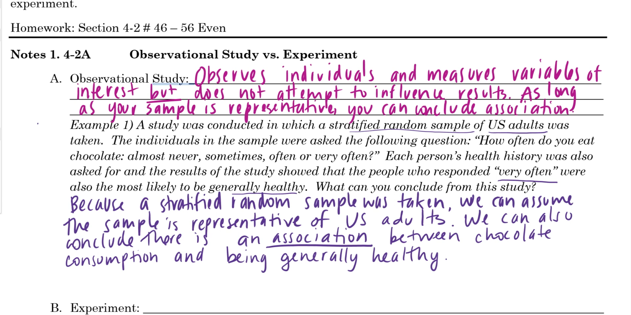Like I said, the temptation is to assume that chocolate causes someone to be healthy, but we don't know that. Because this was an observational study, we didn't know what else went into this. You know, maybe the generally healthy people are generally healthy because they exercise, and maybe because they exercise, they eat more, and so they're more likely to consume chocolate than the average person. We don't know. And because we don't know, we cannot conclude that chocolate consumption causes good health.